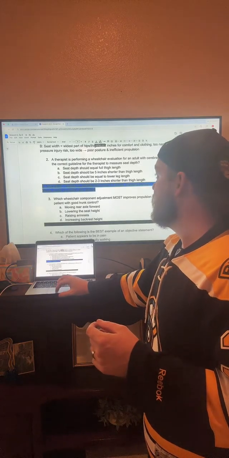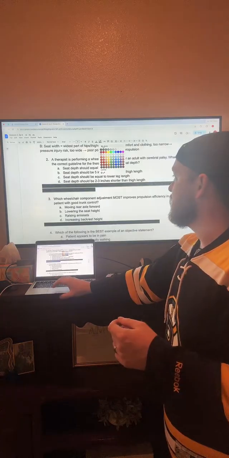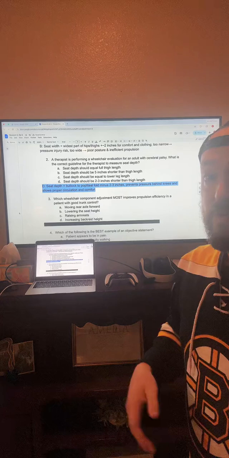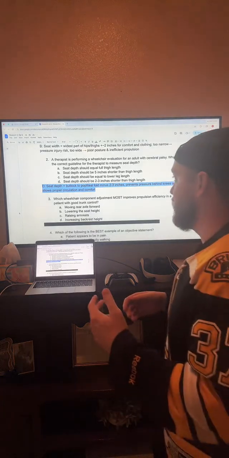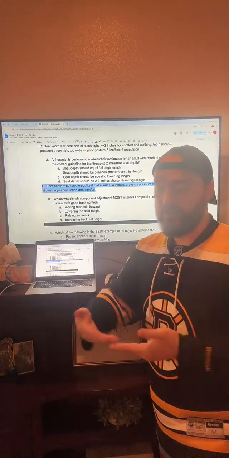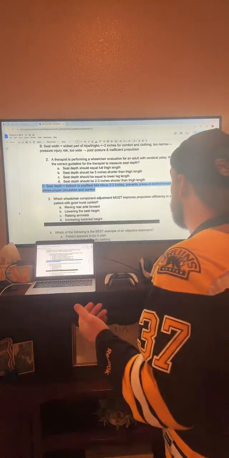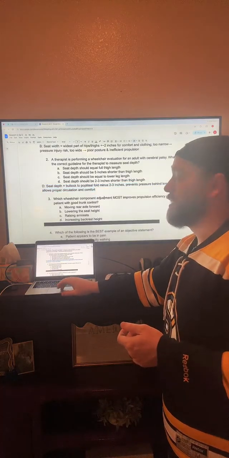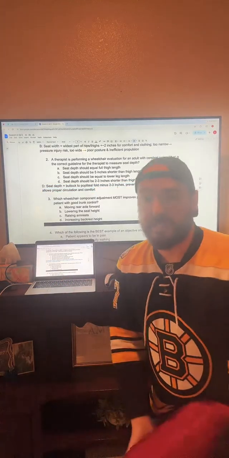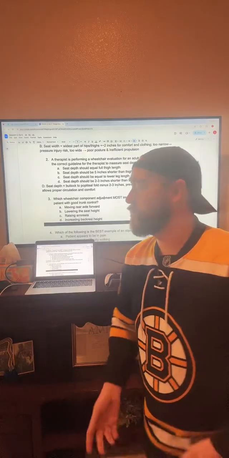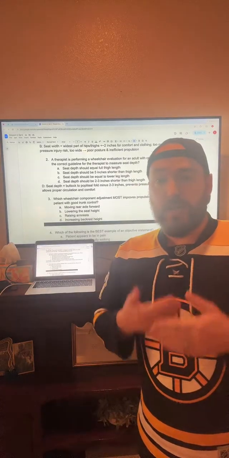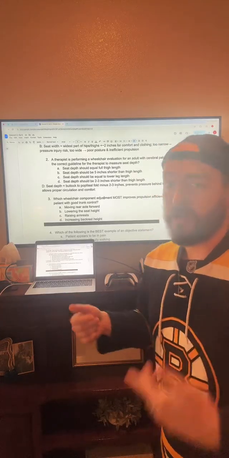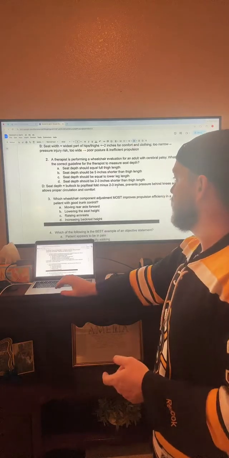So the answer is D. When we're looking at seat depth, you want to measure from the buttock to the popliteal fold, and then you want to subtract 2 to 3 inches. So that way you don't have their popliteal fold resting right on the edge of the seat. Again, you don't have any issue with pressure behind the knees, and you're allowing for proper circulation and comfort. If you have too much compression against the bottom of the thigh and the anterior portion, then you can have some venous and arterial compression, which can decrease blood flow down to the lower legs and feet.